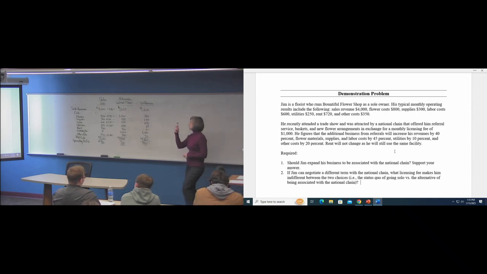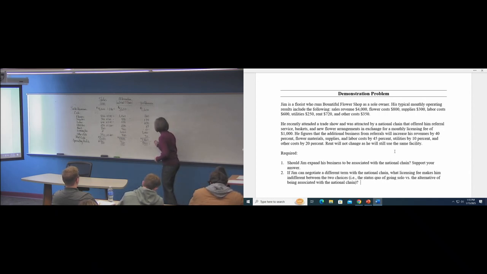So I have a question. Well, let's read number 2. It says, if Jim can negotiate a different term with the national chain, what licensing fee makes him indifferent between the two choices? If he were to be indifferent, what would this number have to be? Yeah, so for him to be indifferent, the difference has to be 0. What number is that? The licensing fee would have to be 740. Yeah. So if the licensing fee was 740, his operating profit would be 0 because then his total cost would be the same as he's currently experiencing, right?